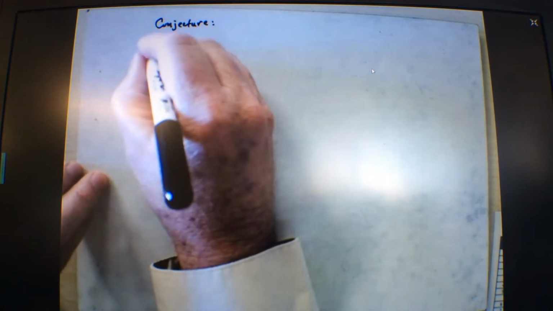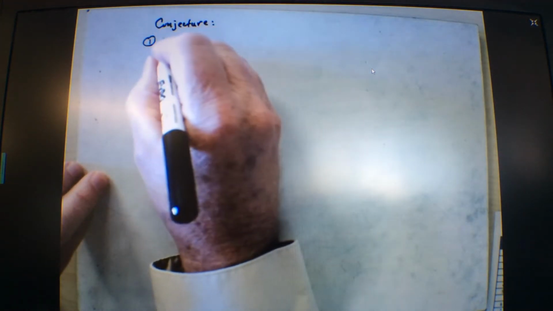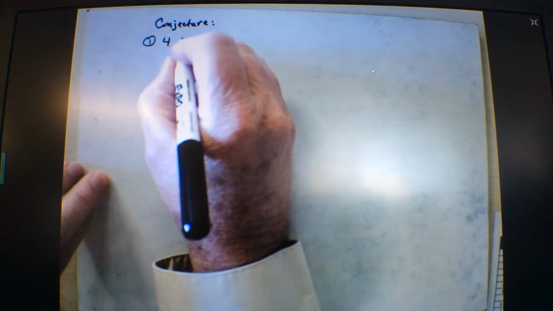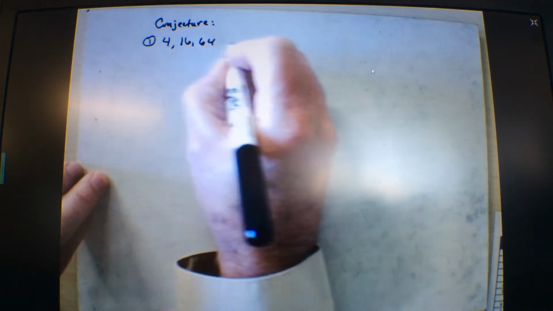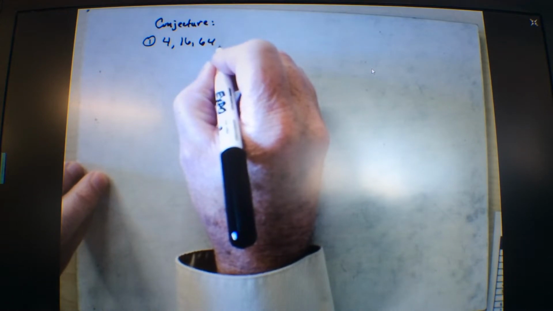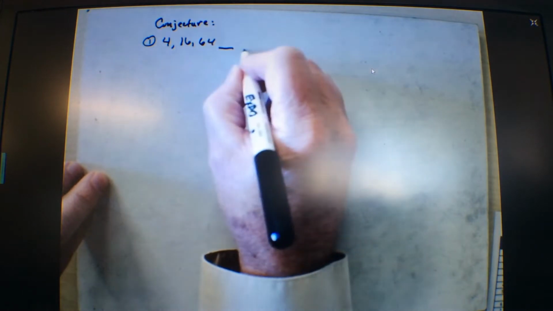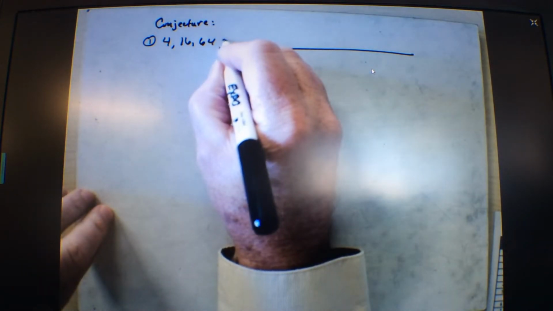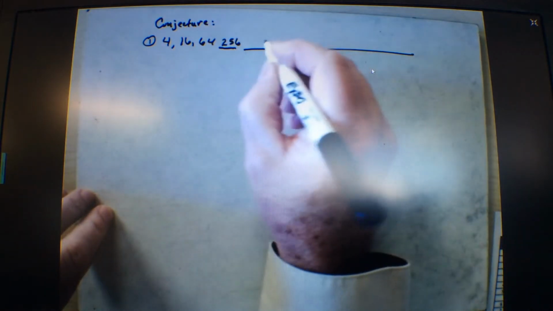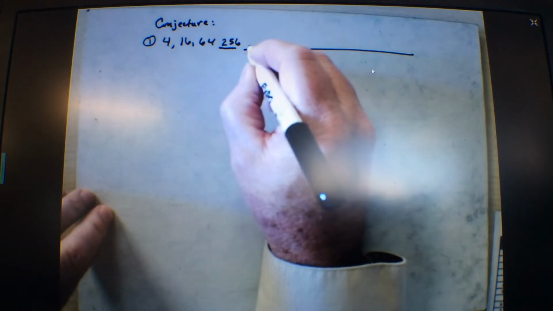A statement made from something. So if I do 4, 16, 64, tell me what the next number is, and then what's the conjecture? Is it 256? Do you agree? Yeah. So it's 256, and then what is the conjecture? Multiply each term by 4.